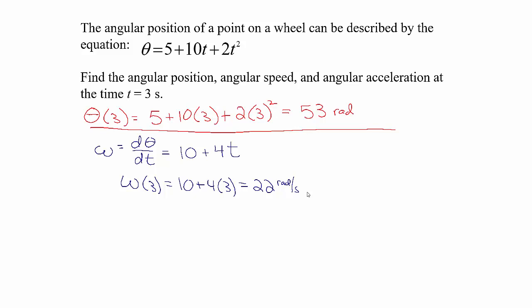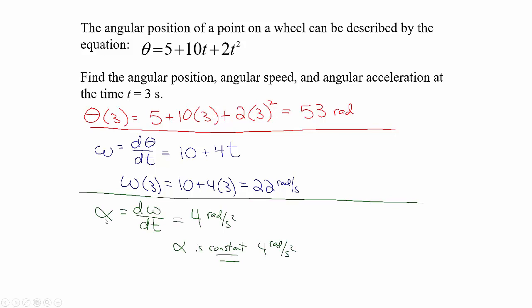And then angular acceleration is the derivative of angular velocity with respect to time. It's the second derivative of the angular position with respect to time. So the angular acceleration as a function of time is d omega dt. The derivative of 10 is 0, and the derivative of 4t is just 4. This has a constant angular acceleration of 4 radians per second squared. It doesn't matter that we're looking at 3 seconds. We could be talking about 0 seconds or 10 seconds or 100 seconds. This is something that has a constant angular acceleration. But if the angular acceleration was not constant, we would have had a t cubed or a t to the 4th term here.